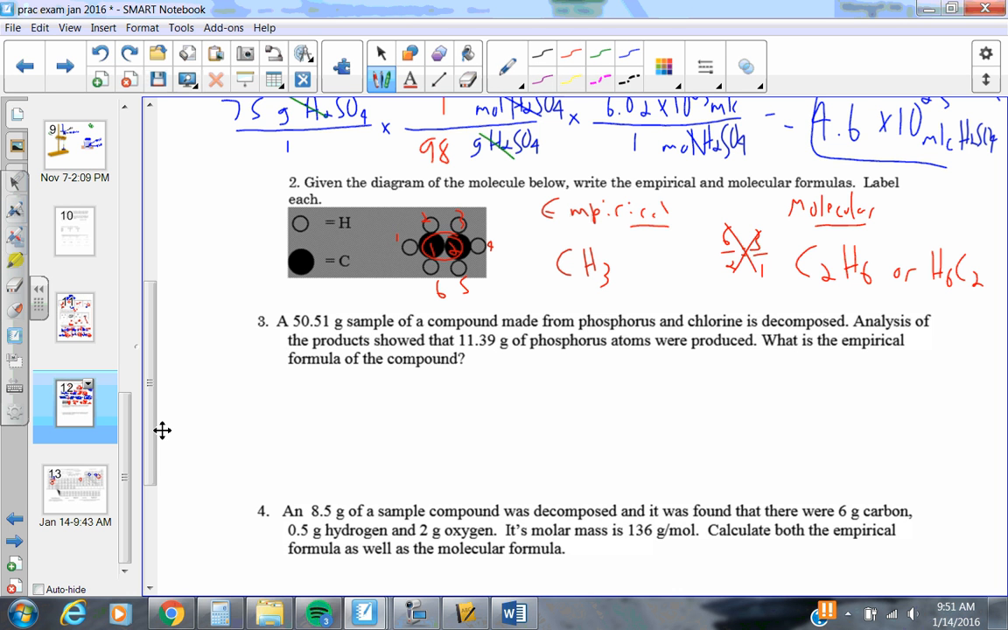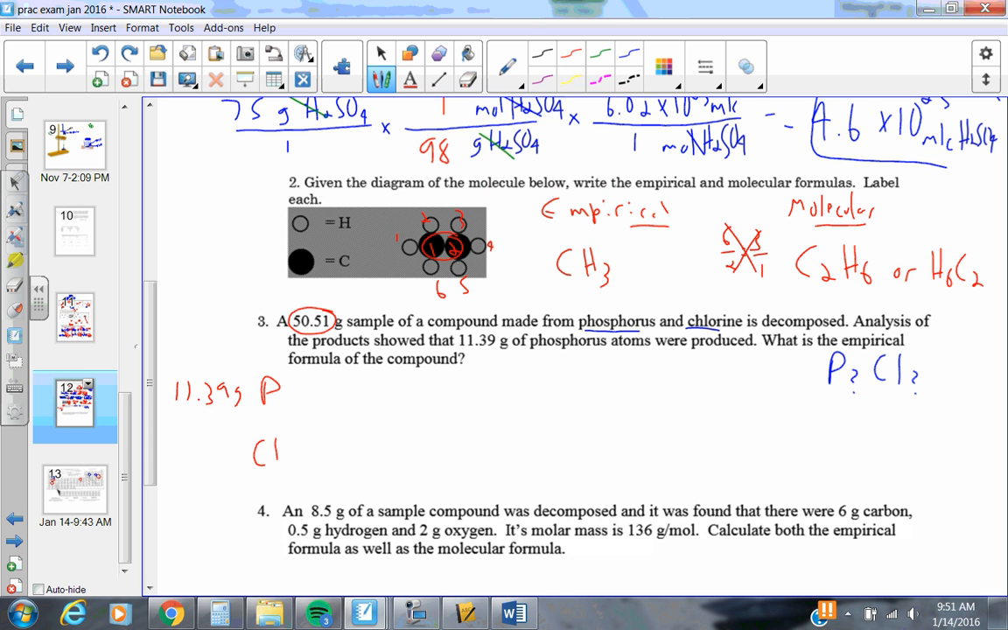Next one. This one is simply an empirical formula. I like to look to see how many things I have to figure out. Looks like phosphorus something, chlorine something. So over here I have to figure out how many grams of phosphorus and how many grams of chlorine. Phosphorus is easy. They tell me it's 11.39 grams. Chlorine, I'm going to have to do some subtraction.